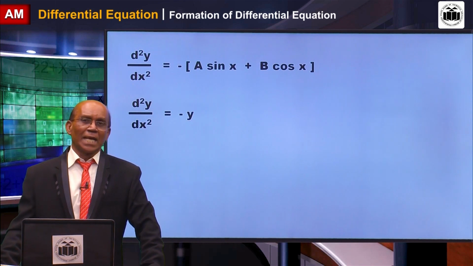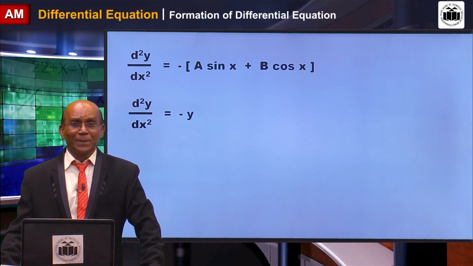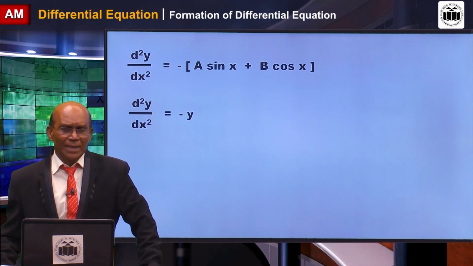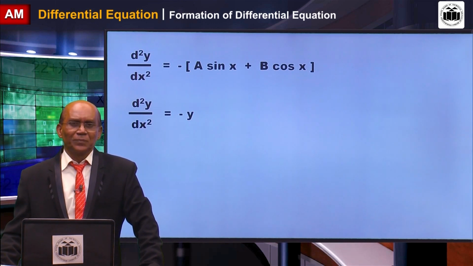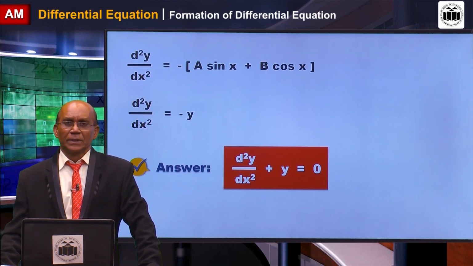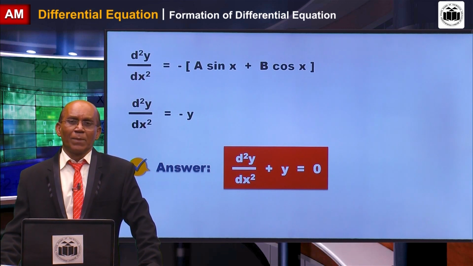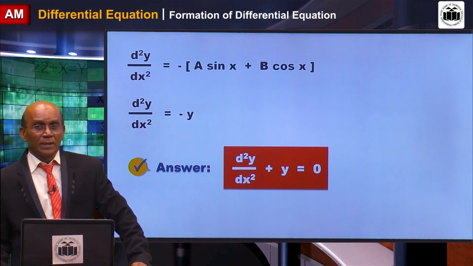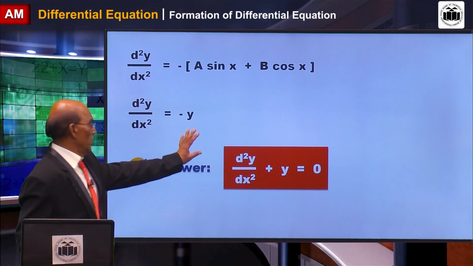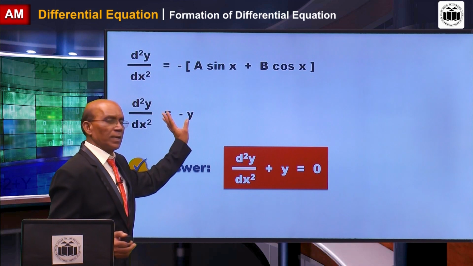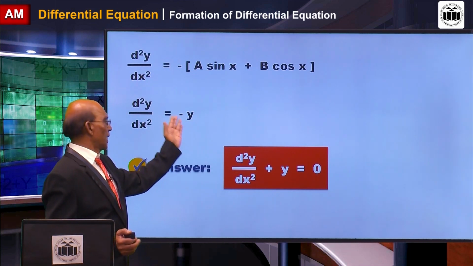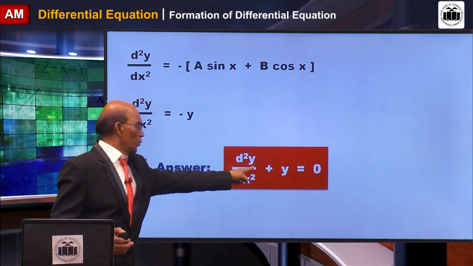Again we can transfer that minus y to the left hand side, so that finally we can get the answer of this one. Can you guess that answer? Yes, students? See, that answer is d square y by dx square plus y equals 0. Now for this answer, see your problem: when we solve d square y by dx square equals minus y, and transfer that minus y to the left hand side, it should be positive here.